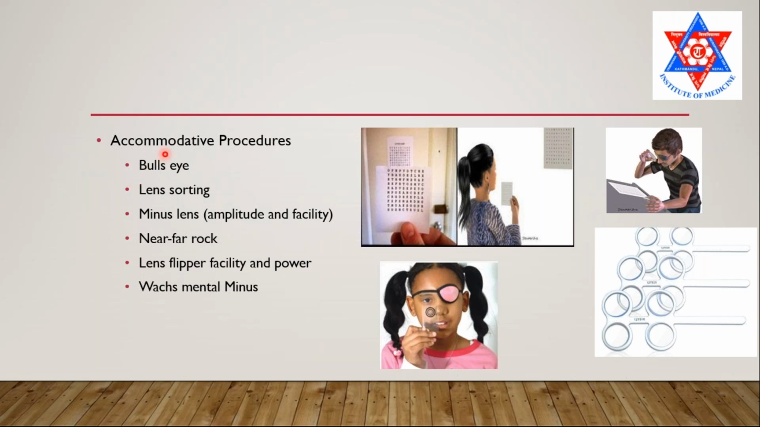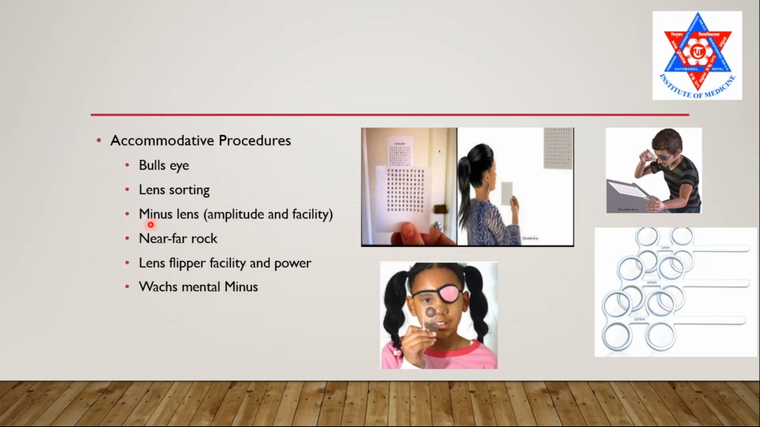In accommodative procedures, one thing we can do is the bullseye procedure. This is a child doing a bullseye procedure. We place a transparent sheet, place a distance target, and ask the patient to make things clear. The next procedure is lens sorting, in which we put a different series of plus and minus lenses and ask the patient to arrange the lenses accordingly.